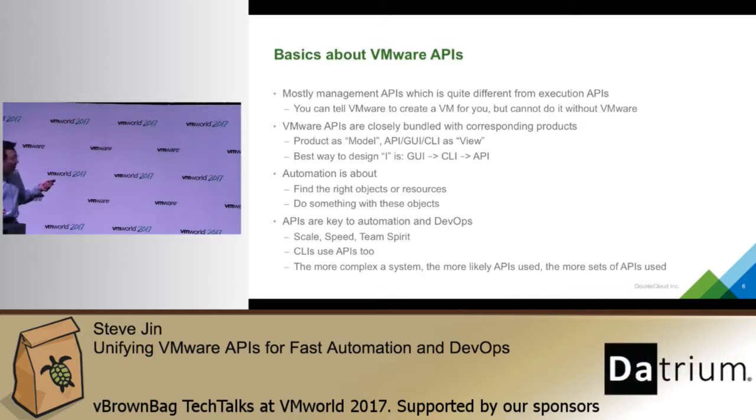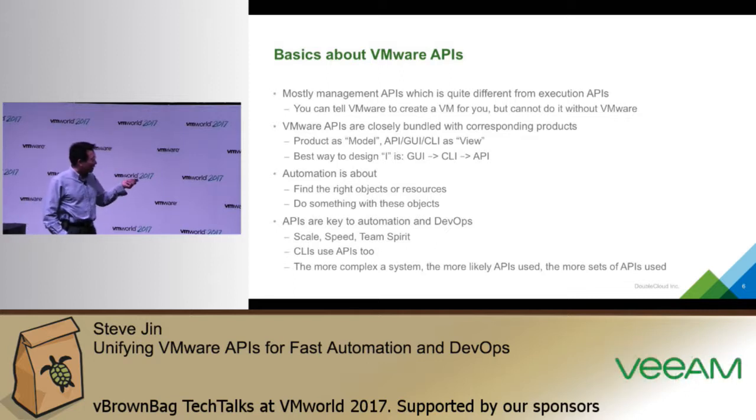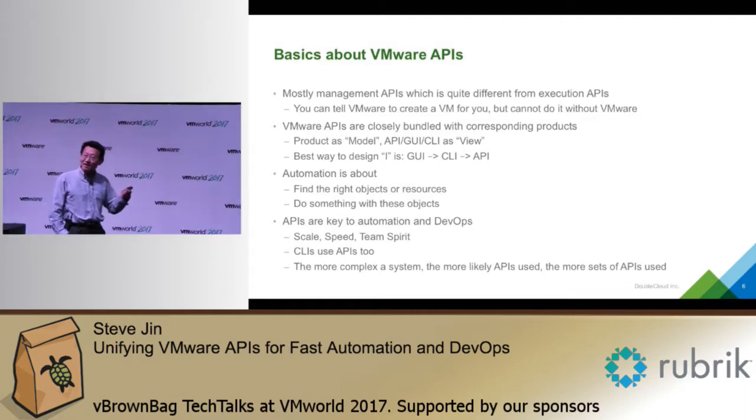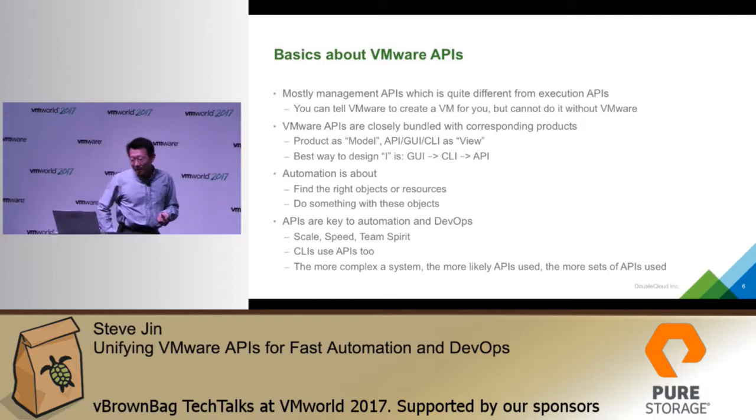In the management API space, automation is really about two things: find the right object or resource, and then do something about it. It's just like a manager. The manager's role is to find the best people for the job and then let them do the job. So this is pretty much the same thing. Here are just two jobs: find the right object and do something.